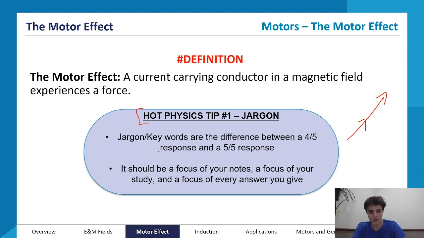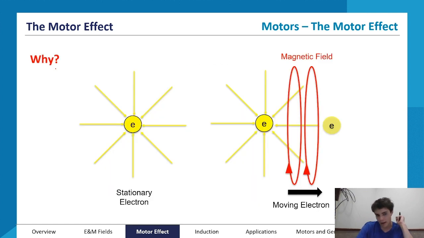So for example, if you're trying to refer to the force that a current carrying conductor experiences, instead of saying, this wire will experience a force, you can just refer to the motor effect, which is what we're talking about here. So why does this happen?